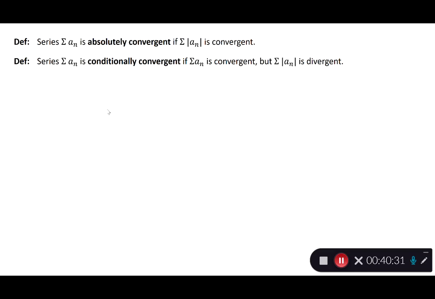A second definition. Series sigma a sub n is conditionally convergent if sigma a sub n is convergent, but sigma of absolute value of a sub n is divergent. What does that mean? We would say that a series sigma a sub n is conditionally convergent if it so happens that the series itself converges. But the moment you take the absolute value of the terms, that series diverges.